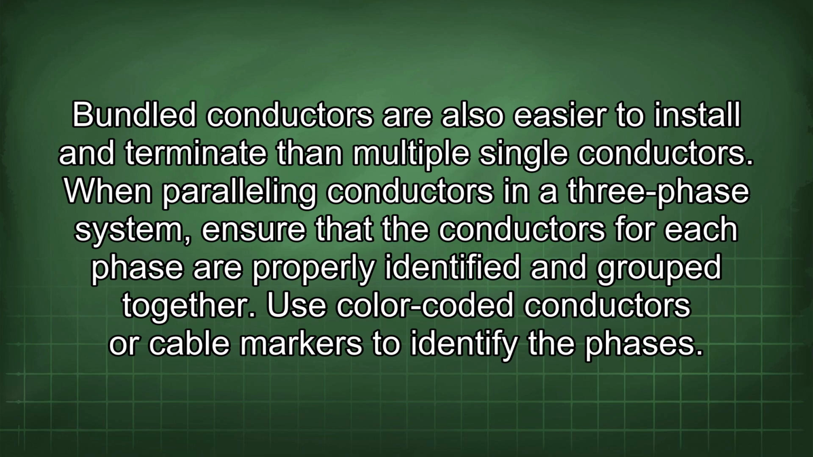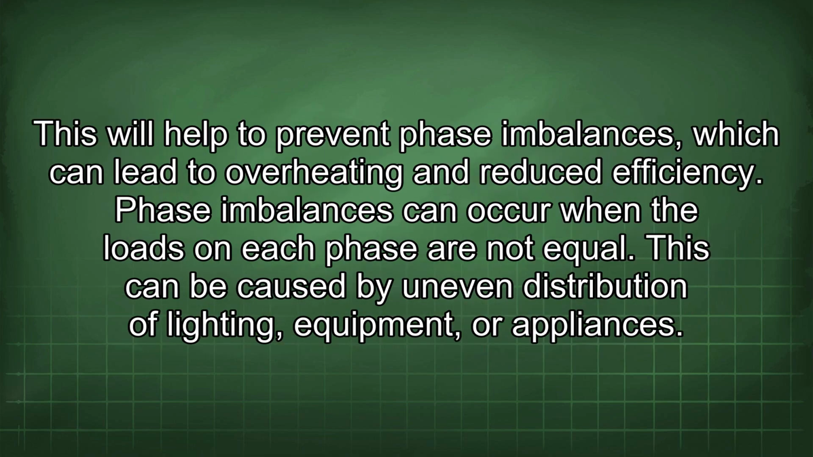When paralleling conductors in a three-phase system, ensure that the conductors for each phase are properly identified and grouped together. Use color-coded conductors or cable markers to identify the phases. This will help to prevent phase imbalances, which can lead to overheating and reduced efficiency.